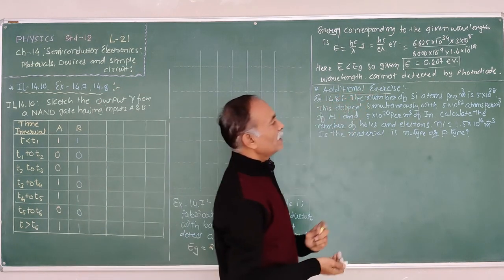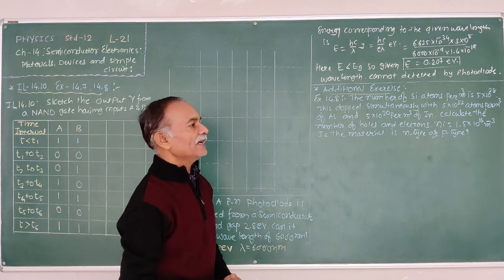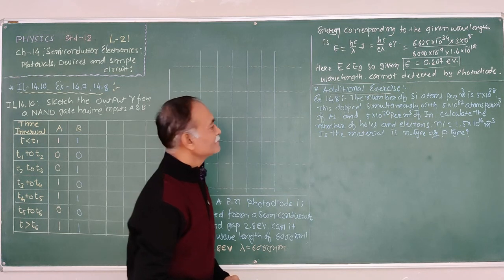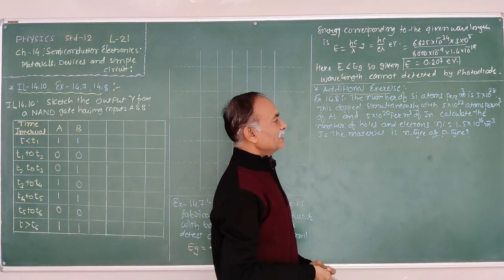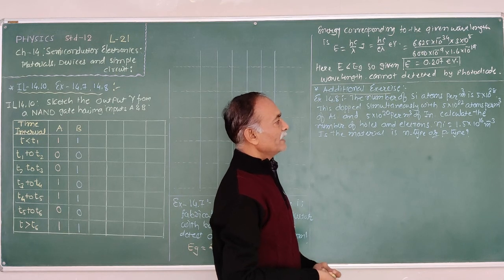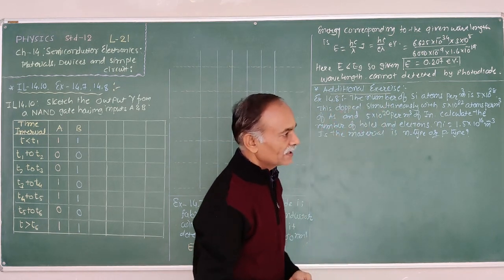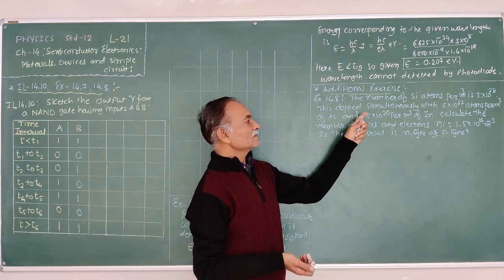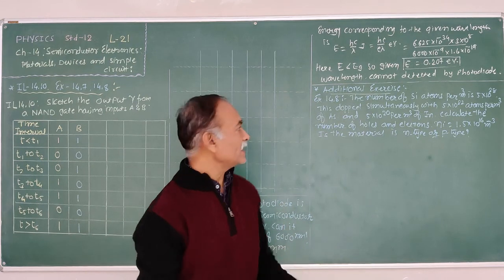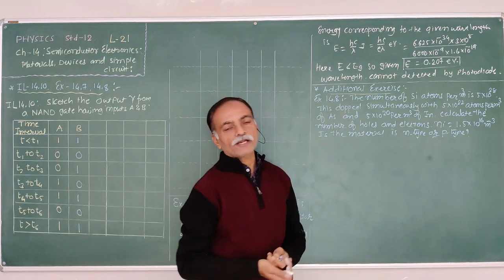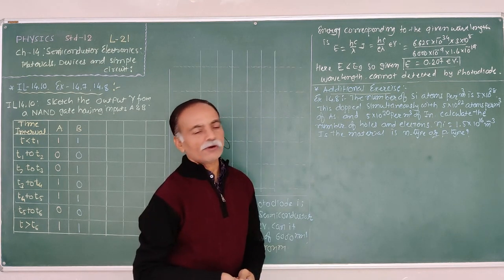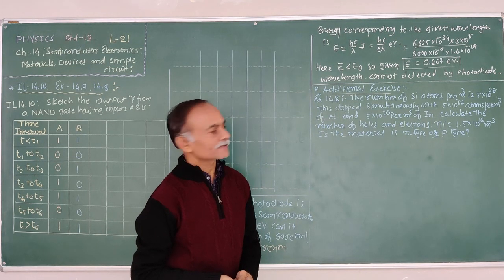After that, from additional exercise 14.8, the same type of numerical we discussed in illustration 14.2. The number of silicon atoms per meter cube is 5 into 10 raised to 28. This is doped simultaneously with 5 into 10 raised to 22 atoms per meter cube of arsenic. That is, 5 into 10 raised to 22 atoms per meter cube of arsenic are added in this silicon. Right? Here the arsenic is which type of impurity atom? It is a donor impurity atom because it is pentavalent.